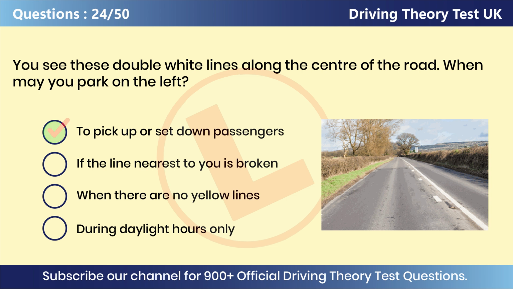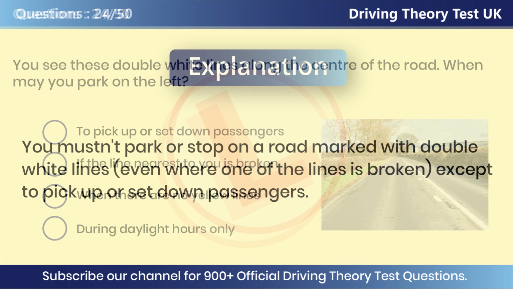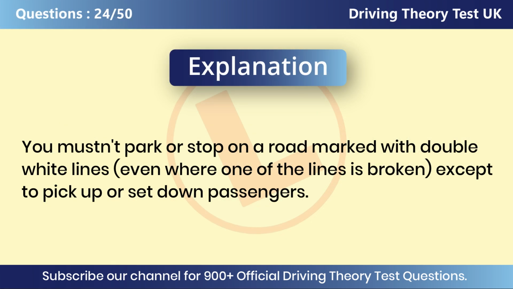A. To pick up or set down passengers. You mustn't park or stop on a road marked with double white lines, even where one of the lines is broken, except to pick up or set down passengers.